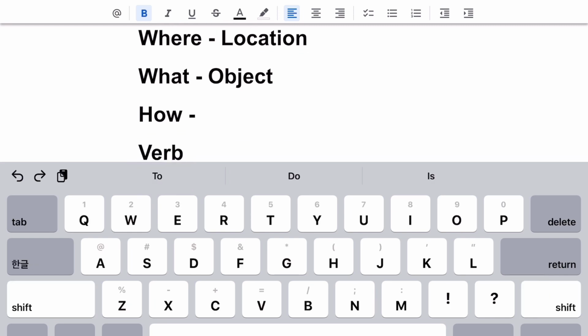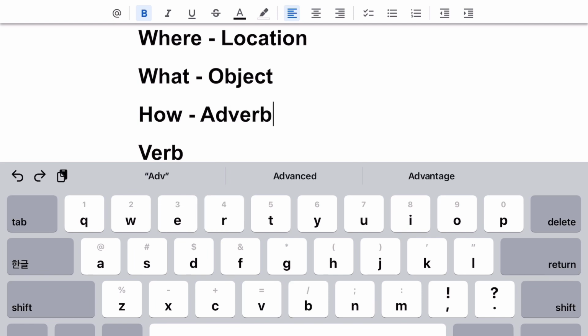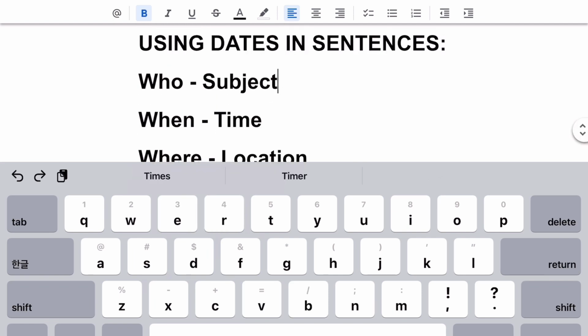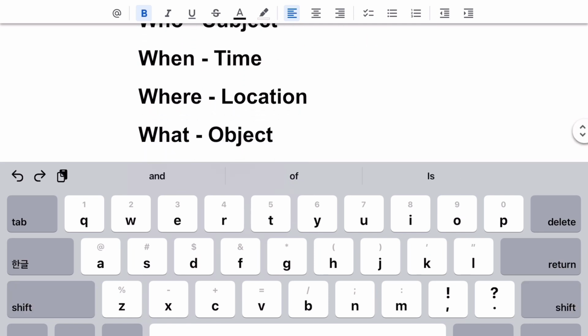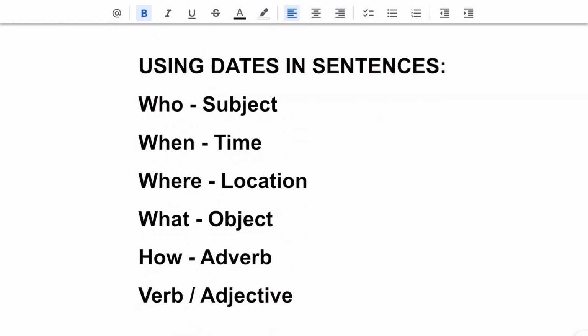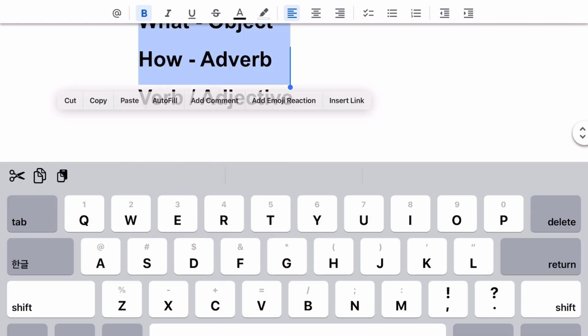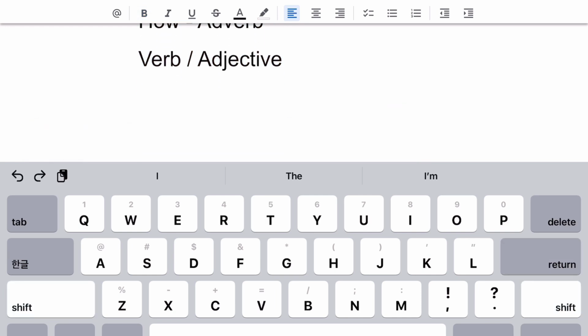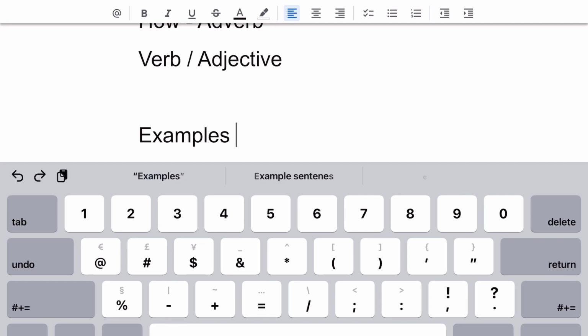It's the thing that's being affected or acted on in the sentence. How is the object being affected? So that's usually our adverb. It might not always be in this position. Sometimes it's at the beginning right here. Sometimes it can change places. And then the verb is just our verb. Sometimes it might be an adjective instead, but it always has to end with that. So now we've gone over that. So we know that second in our sentence is the dates or the times.